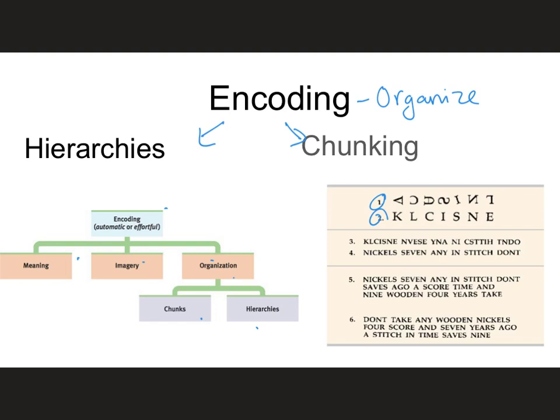even remembering these sentences doesn't make sense. But if I chunk them into ways or formats that make sense to me, it's going to be easier to remember. So these letters are also seen down here. It's called Don't Take Any Wooden Nickels. 7 years ago, a stitch in time saves 9. So these are all little sayings. When you put them in this format, it's easier to remember because you're chunking content or information into ways that you are familiar with, that you can understand. And that is how we organize the information that we encode.